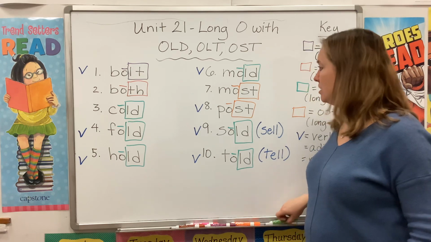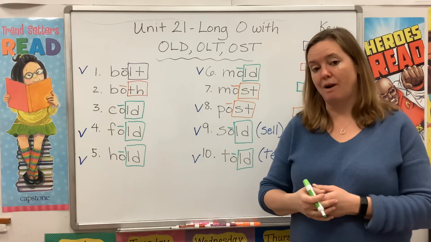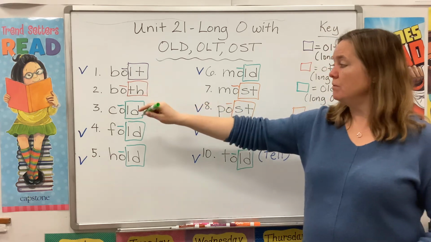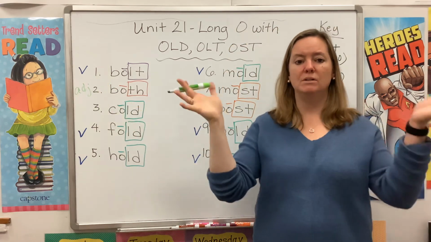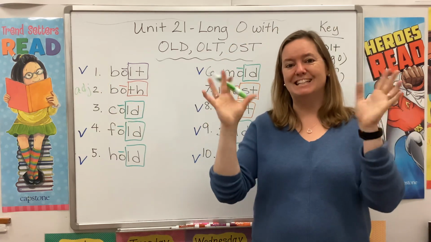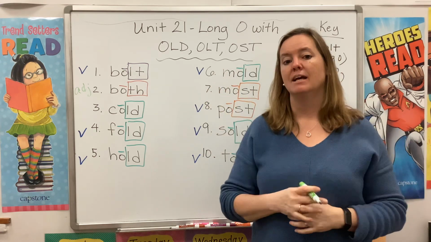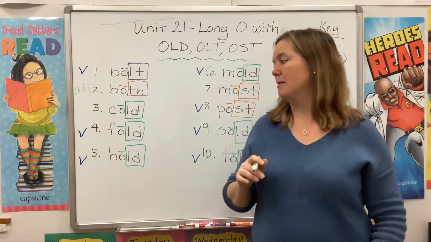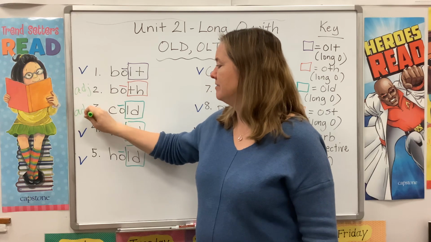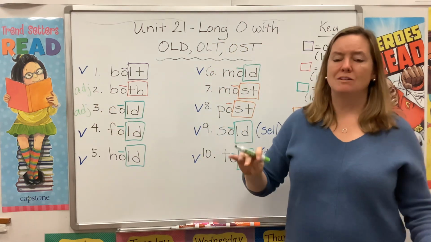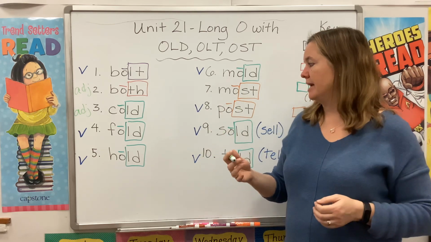All right, let's look for some adjectives now. Remember, adjectives are describing words. So both is an adjective. I am holding up both hands, right? It means I'm holding up two hands. I am describing how many hands I'm holding up. Cold is an adjective, right? If you go outside and feel the cold air, well, that's describing the air.